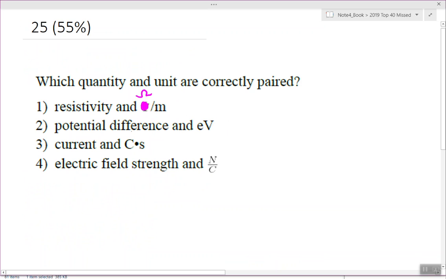On the one hand, potential difference is in electron volts. It's volts. Current, Q over T, is coulombs per second. And choice 4, electric field, is force per charge. So that's newtons per coulomb. So that's actually going to be the answer.